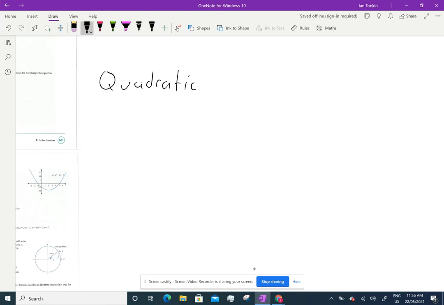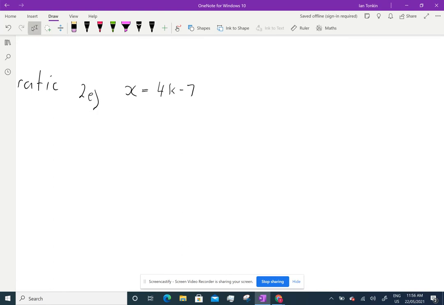Well, there's a bit of a hint you need here with quadratic. So I'm just going to jump in. I'm going to go with 2e. So here we go. X equals 4k minus 7. Someone's given us that. And y, this is the parametric form, equals 2k squared plus k.